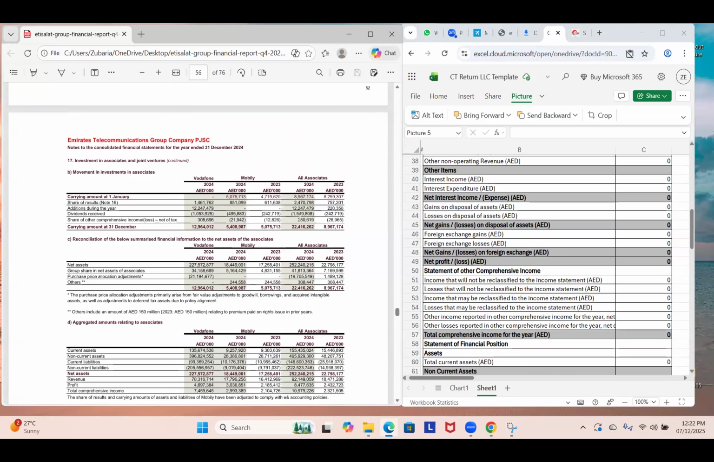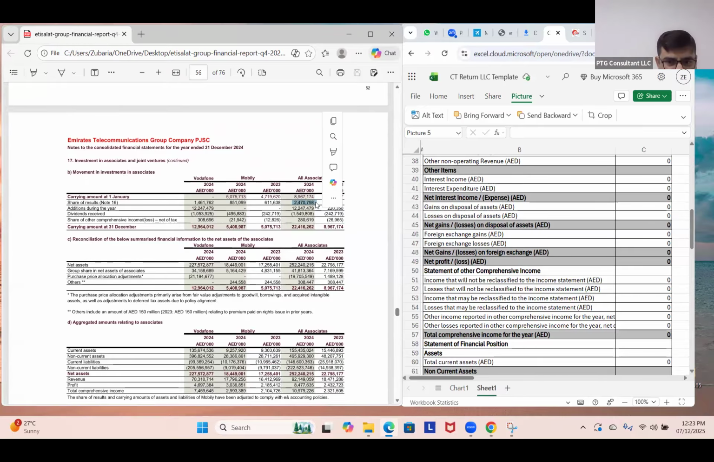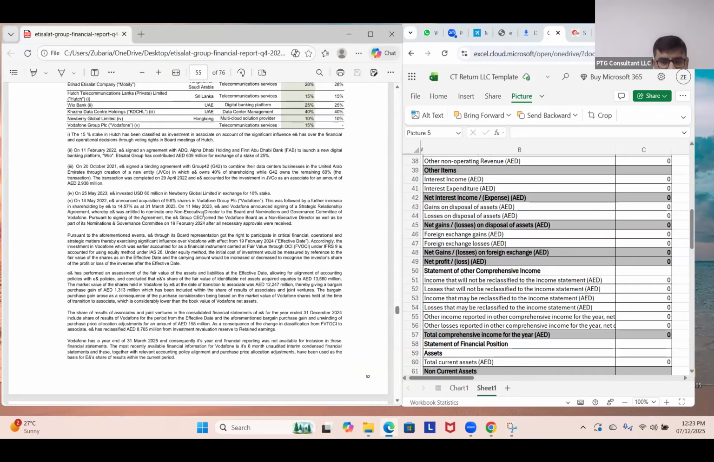See, the calculation from the 24, 8.9 million, then the 2.5 million result, share of result, note number 16. Can you go to the note number 16? What is this 2.4 million? Will you please go to the note number 16? 16 is this one, sir.